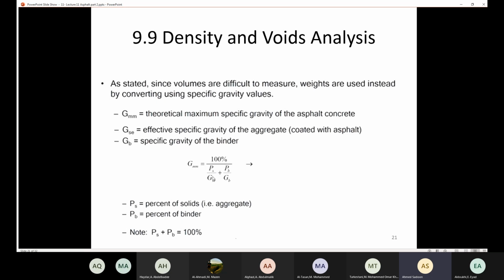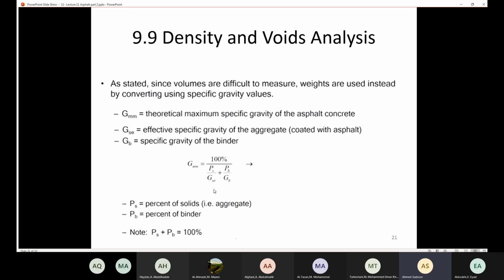GSE is the specific gravity of the aggregate coated with asphalt, which means that the aggregate is going to absorb the asphalt, plus P sub B, the percentage of the binder over the GB. GB is the specific gravity of the binder. GSE is the specific gravity of the aggregate, but should be coated by the asphalt.